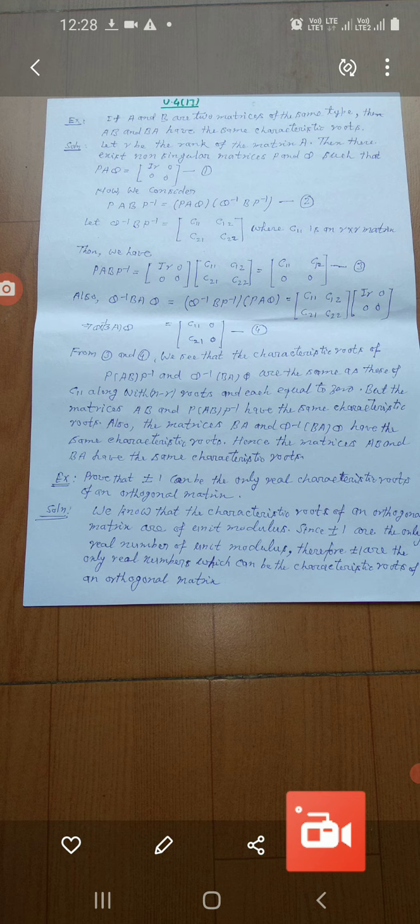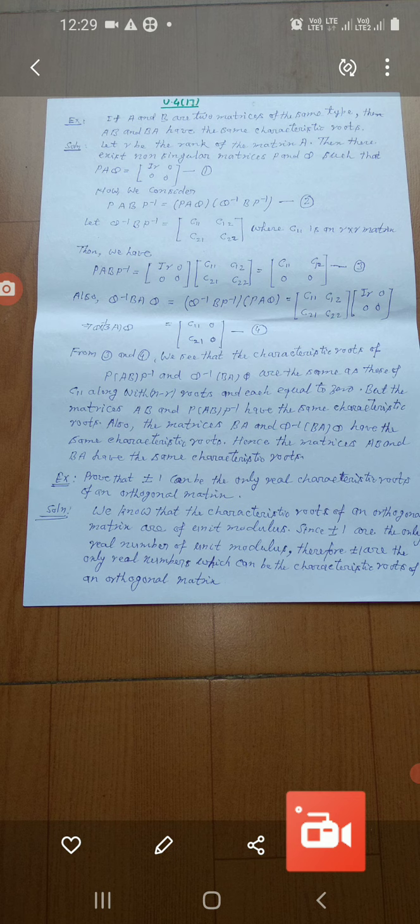Now we consider P A B P inverse. P A B P inverse is equal to, it may be written as, PAQ in one bracket multiplied by, in the second bracket, Q inverse B P inverse, and let it be equation number 2.